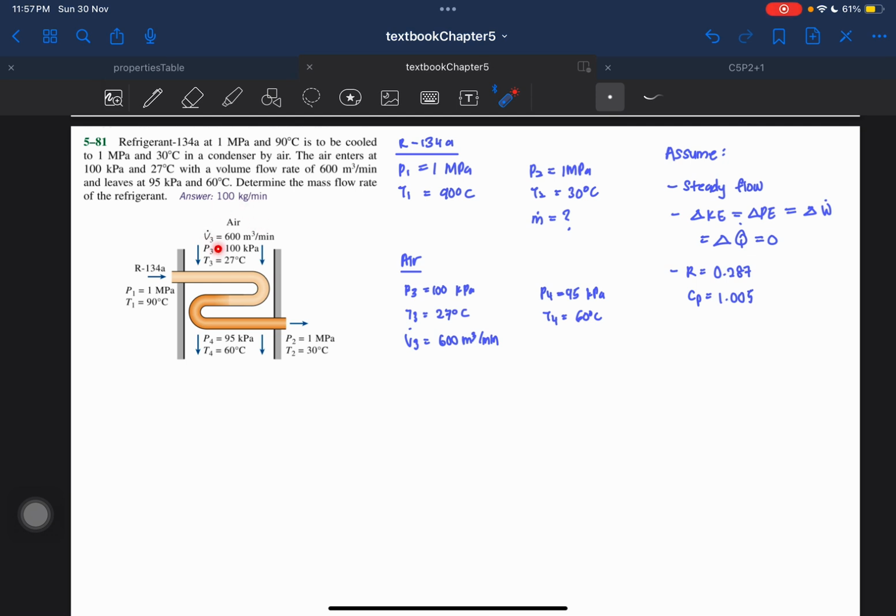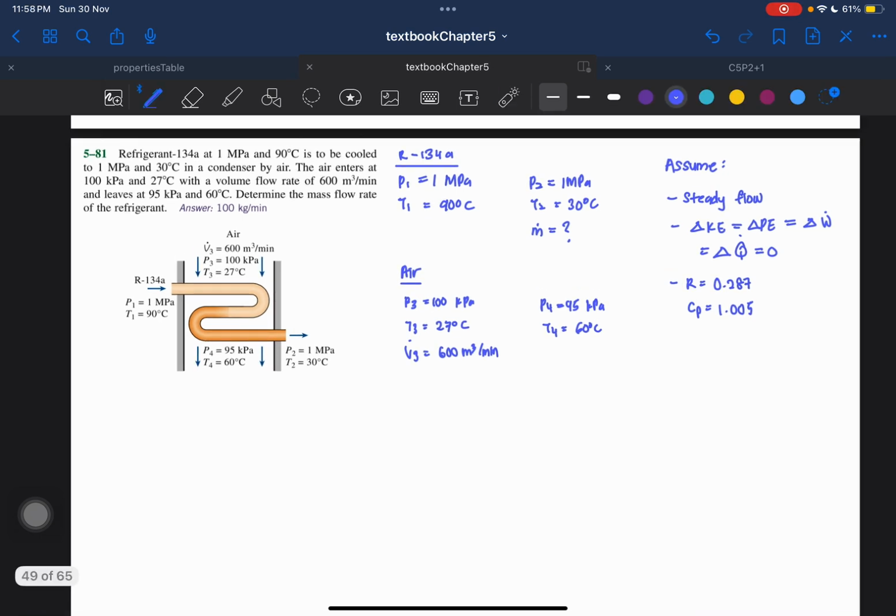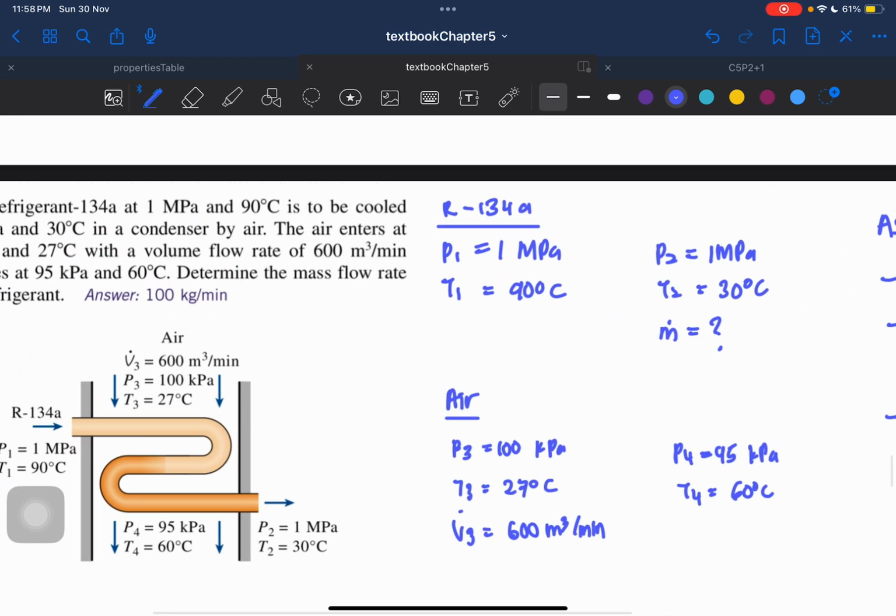And the air here, we will assume is an ideal gas, so we can use the ideal gas constant of air, and then we can use the constant pressure specific heat of air, which equals 1.005 later on.